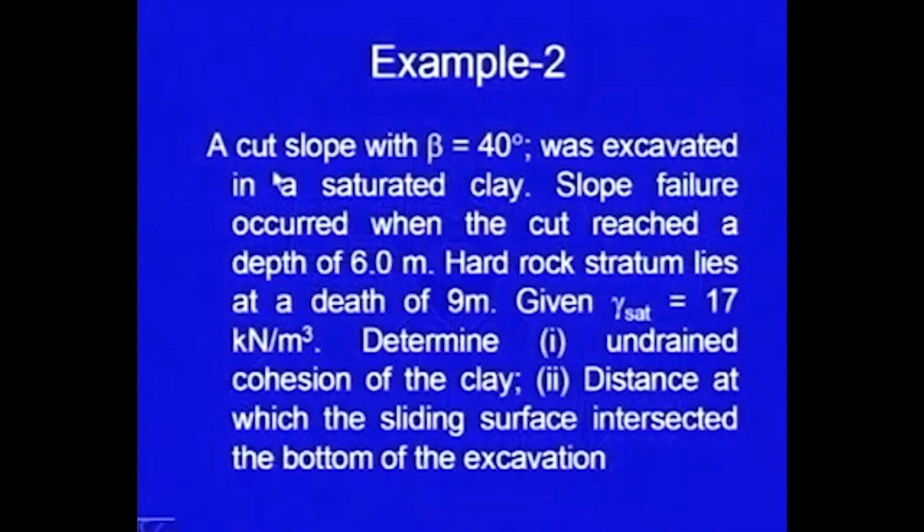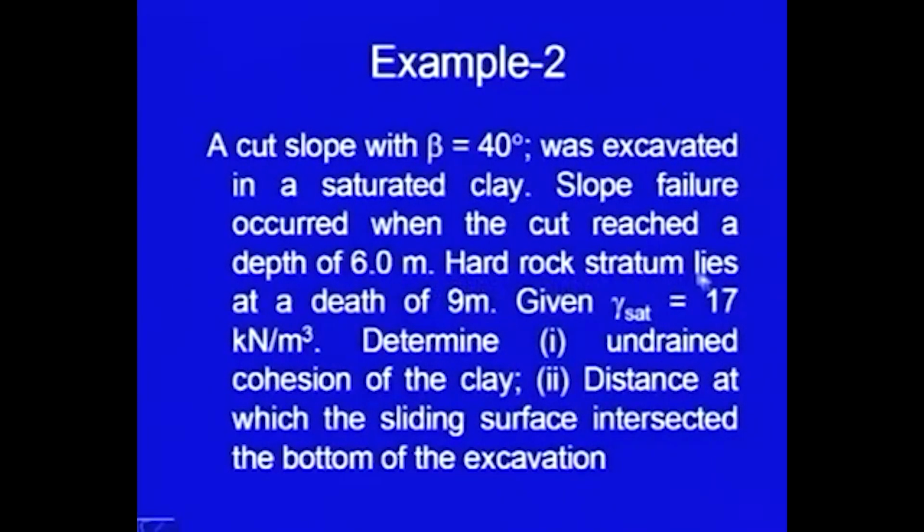Let us have another example. This is a cut slope. Now, the angle is small, beta is 40 degree only. This was excavated in a saturated clay. Slope failure occurred when the cut reached a depth of 6 meter. Now, this is given that when 6 meter of the depth was reached, the failure took place, means the limiting condition was reached.